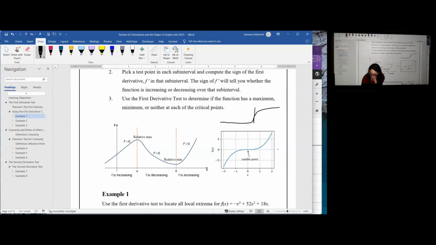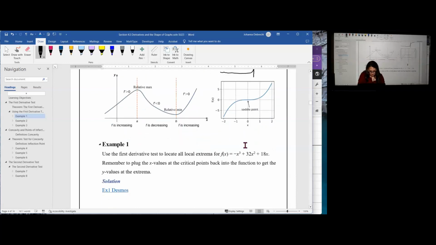And at this point right there, it goes vertical. It's increasing, not defined, and increasing again. It does not change sign there, so the first derivative test tells us we do not have an extremum there.